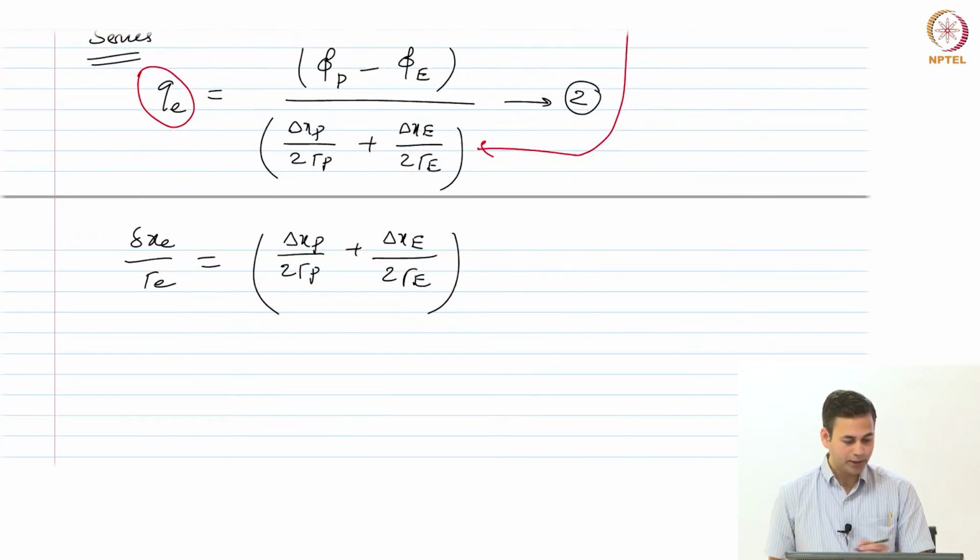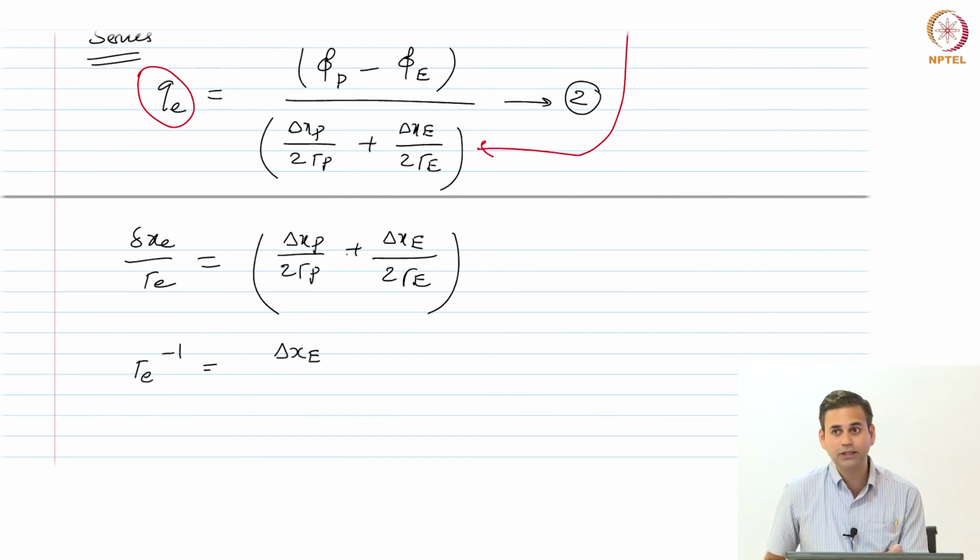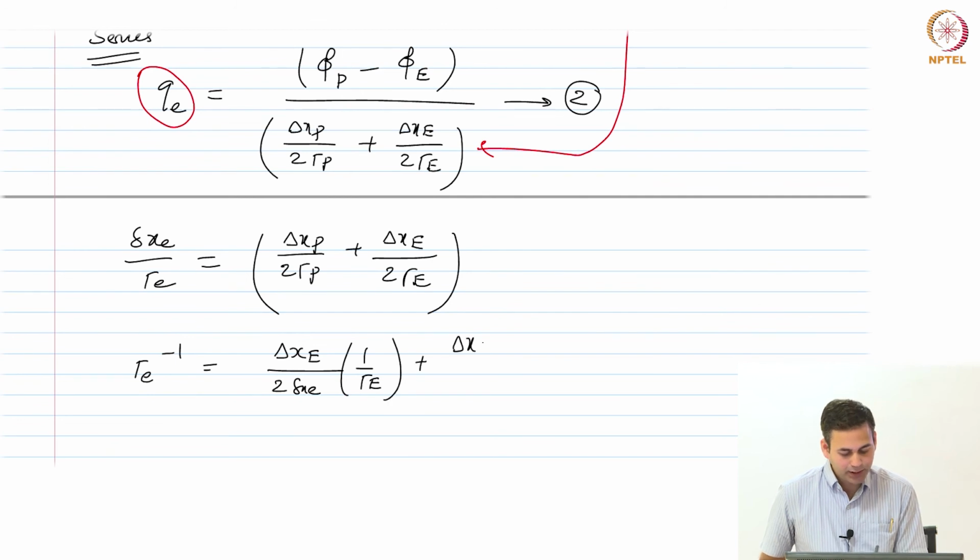Okay, now here I can of course rewrite this as gamma E to the power minus 1, as I will bring delta x E down on the right hand side. That would make it, I am also writing the E term first and the P term next. So we have delta x E by 2 delta x E times 1 by gamma east plus delta x P by 2 delta x E times 1 by gamma P.